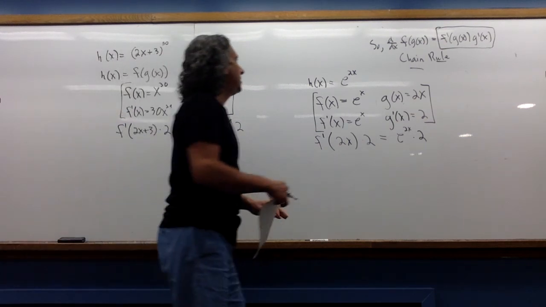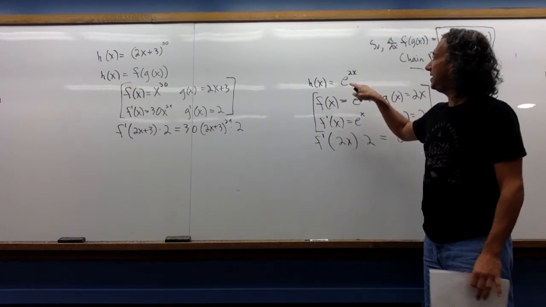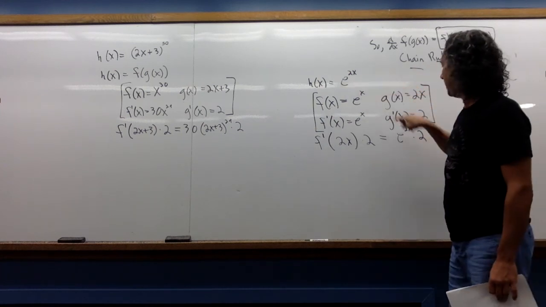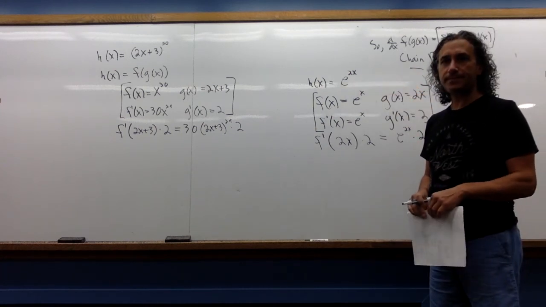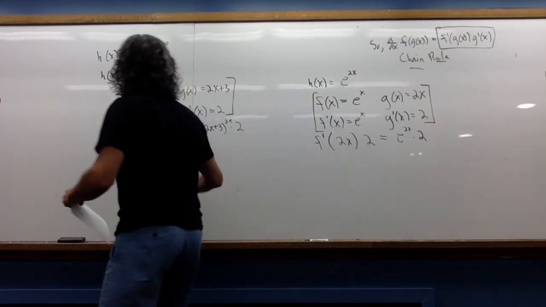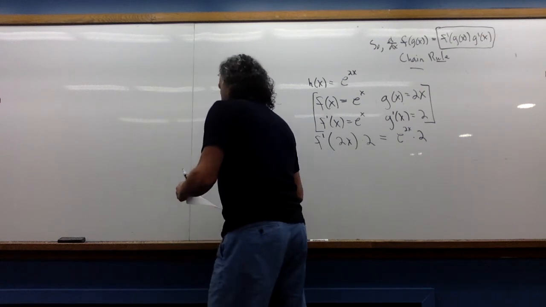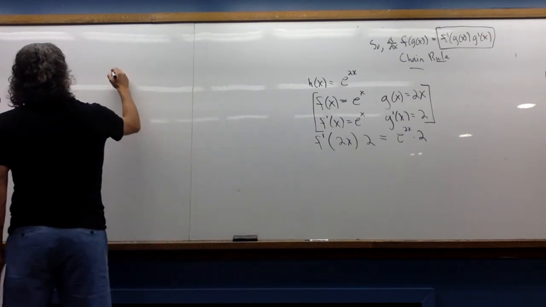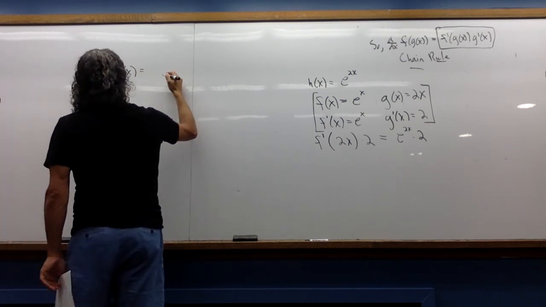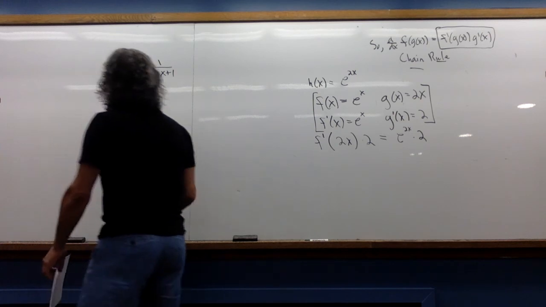Same thing here. This is e to stuff. The derivative of e to stuff is e to stuff, that's this piece, times the derivative of that stuff, times 2. So let me put one more example up on the board. Let's say h of x is equal to 1 over 2x plus 1.